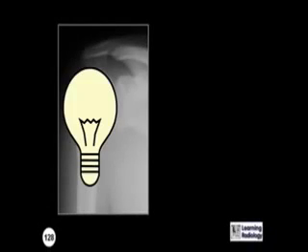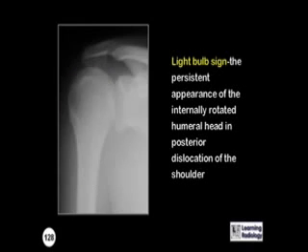This is the light bulb sign, the persistent appearance of an internally rotated humeral head in a posterior dislocation of the shoulder. What is the descriptive term given for this appearance?